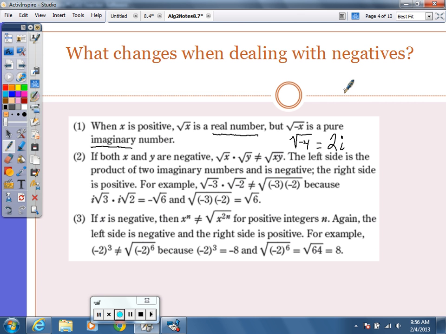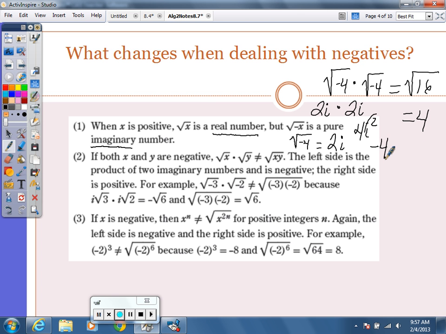This is why. Let's say I had the square root of -4 times the square root of -4. If I was to just multiply, that would give me the square root of positive 16, because -4 times -4 is positive 16, and then I would get 4. But is that really the case? Because what I have when I have the square root of -4 is 2i times 2i, which is 4i squared, which i squared is -1. It should be -4. So what's the answer? Is it -4 or is it +4?